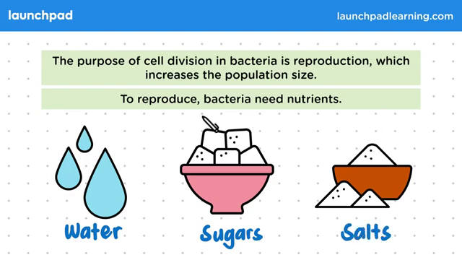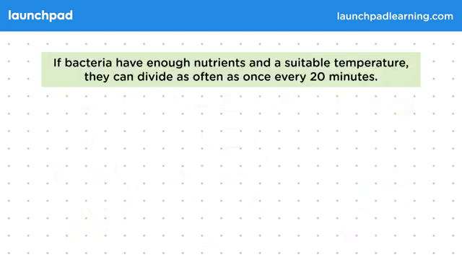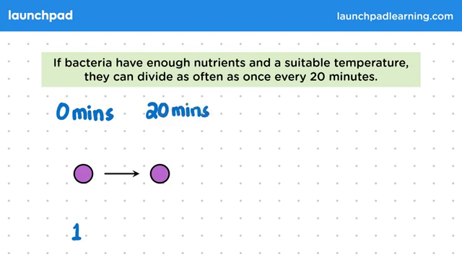So if they have all of these things, how quickly can bacteria reproduce? If bacteria have enough nutrients and a suitable temperature, they can divide as often as once every 20 minutes. So here's our initial bacterium at 0 minutes. We've got just one. Now after 20 minutes, this one bacterium has divided into 2 bacteria.